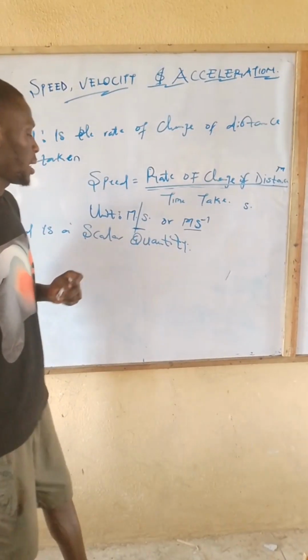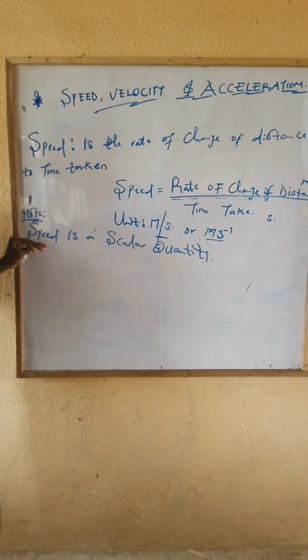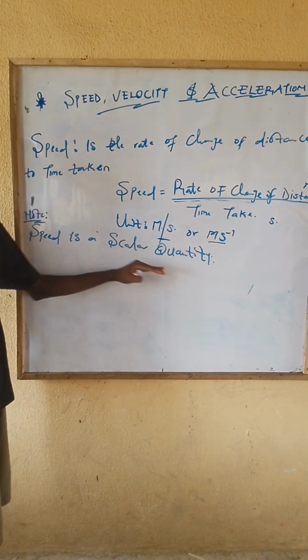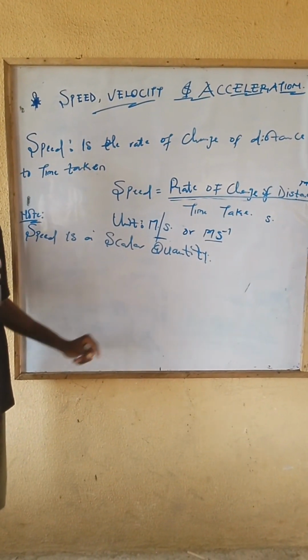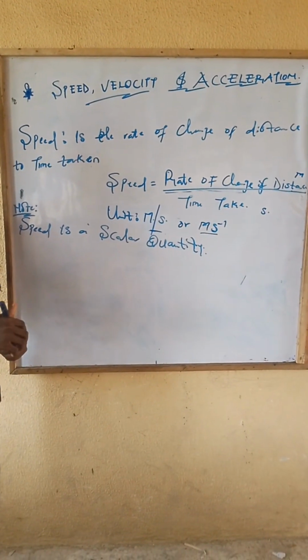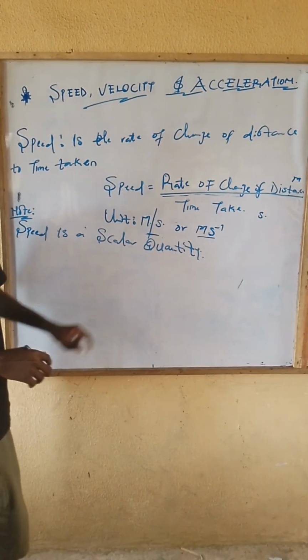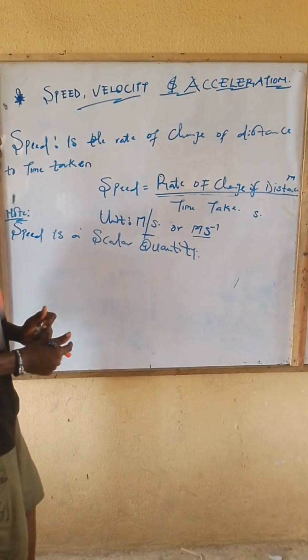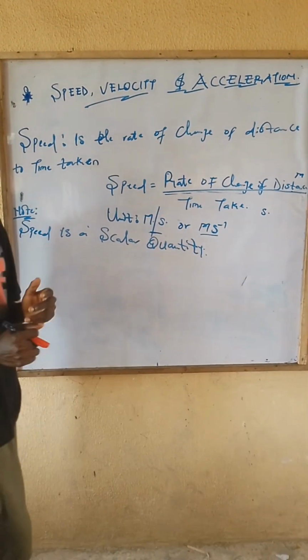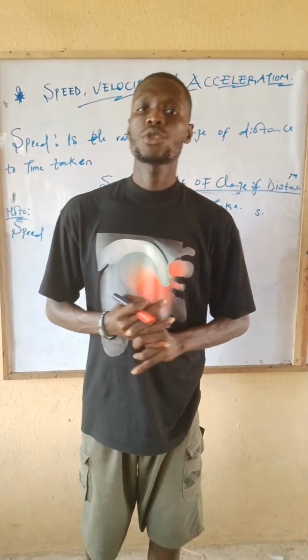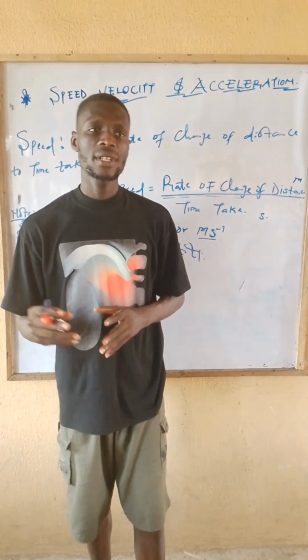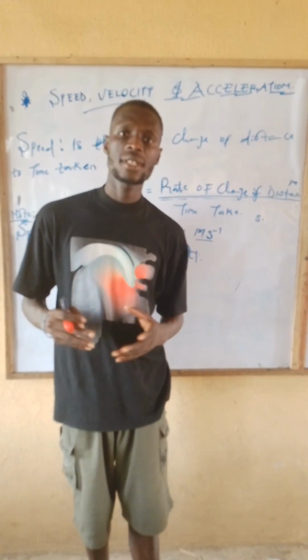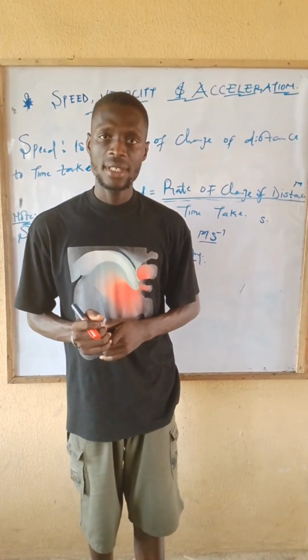It's the same thing. Then I also said that speed is a scalar quantity. Why? Because it has only magnitude and no direction. So now when we talk of velocity, there's actually this confusion between students. What is the difference between velocity and speed? Are they not the same thing? No. They are not the same thing.